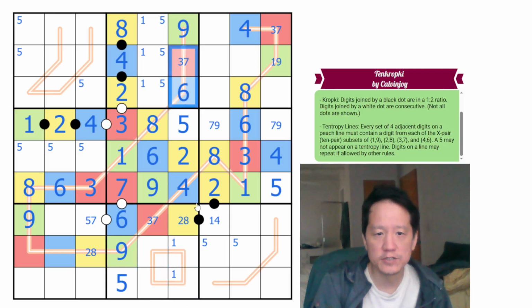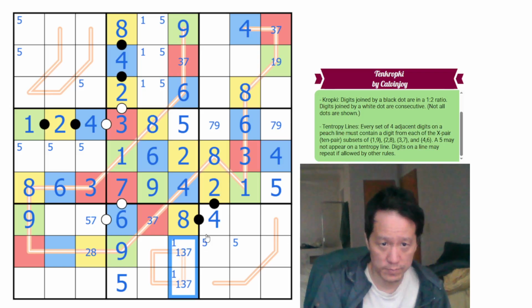The remaining digit, this can't be 2, so this must be 8, which makes this a 4, because it has to be in a 1-to-2 ratio with 8. This is 1, 3, and 7. So we got a red and a green.